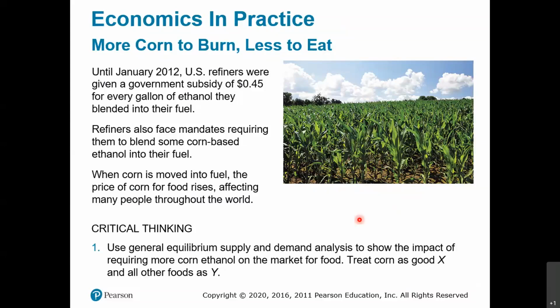But in parts of southern Africa, corn or maize is the primary staple food. In parts of Latin America, they use the corn to make tortillas. That's how they live. And the increased corn prices started causing food riots around the world.